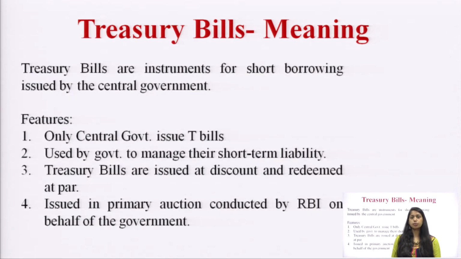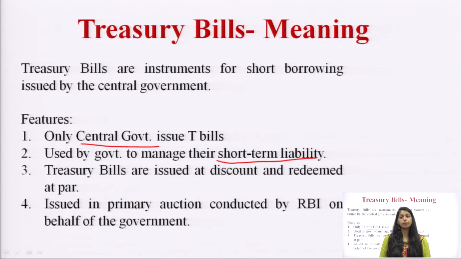The next instrument that we are going to study in today's class is the treasury bills. So treasury bills are just the instruments. Again, it is a part of the money market instruments, so it is for short term borrowings. And who issues the treasury bill? It is being issued by the central government. So the only party who can issue is the central government. Now it is being used by the government to manage their short term liabilities. So if the government has any liability, it will be used to manage those liabilities.